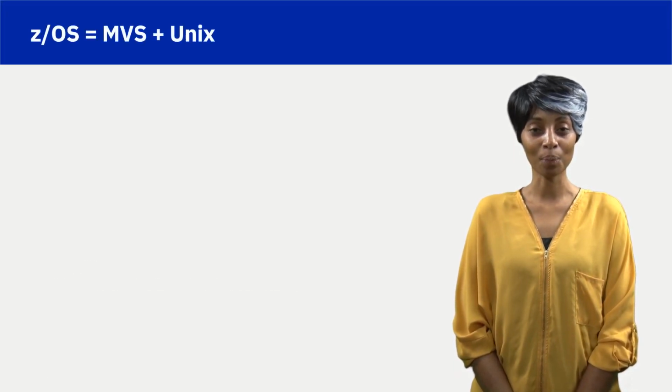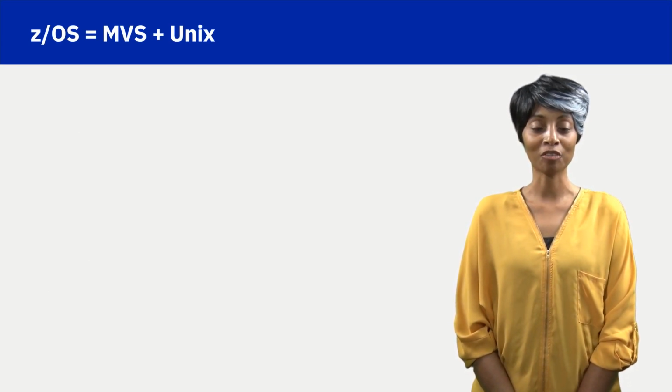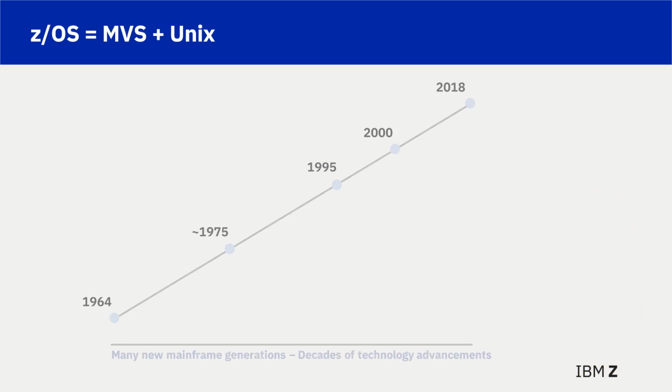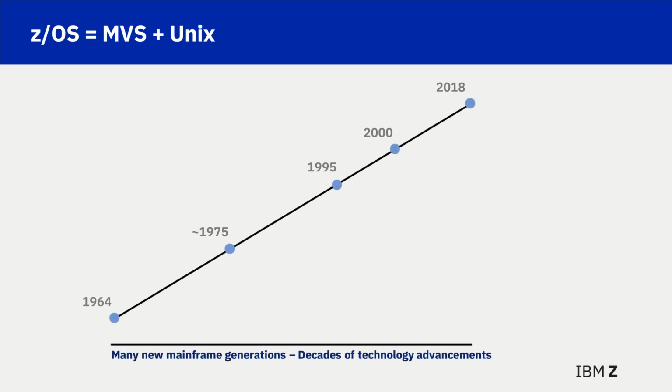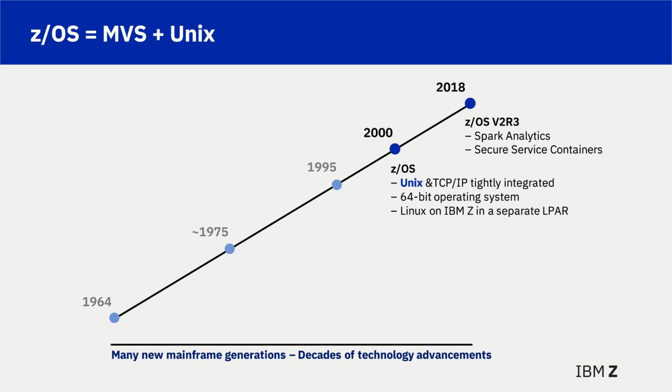z/OS is a 64-bit operating system for IBM mainframes that includes DNA from decades of hardware and operating system advancements. Those advancements include Unix capabilities. The z/OS predecessor was OS/390. The OS/390 predecessor was MVS. MVS had a 20-year run which included a number of advancements: MVS/SE, MVS/SP, MVS/XA, MVS/ESA.